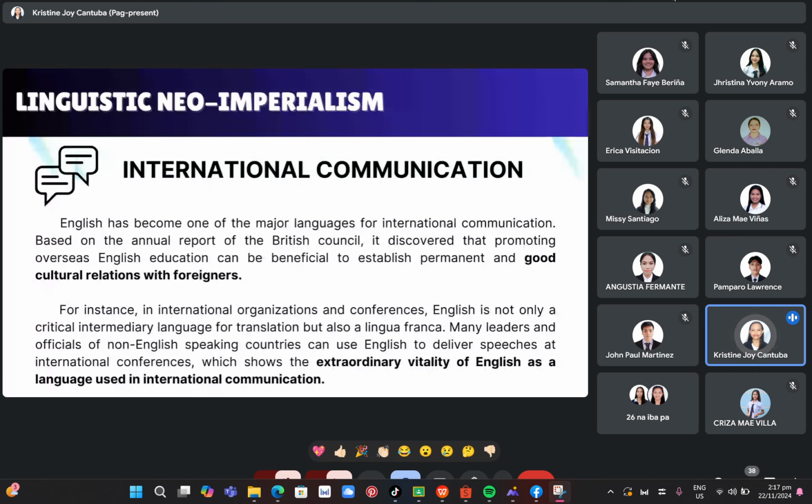For instance, in international organizations and conferences, English is not only a critical intermediary language for translation, but also a lingua franca, as English is considered the world's lingua franca. Many leaders and officials of non-English speaking countries use English to deliver speeches at international conferences, which shows the extraordinary vitality of English as a language used in international communication.